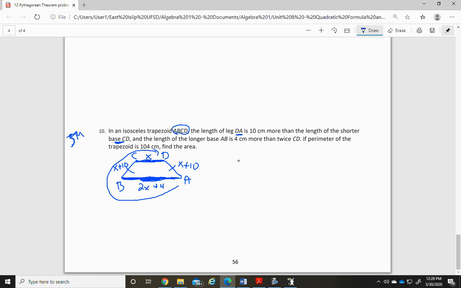Perimeter means add up all sides. So I'm going to go for the perimeter. I'm going to say that x plus 10 plus x plus 10 plus 2x plus 4 is equal to 104. So I am using the information for the perimeter to help me find what x is. If I combine like terms, I get 5x plus 24 equals 104.